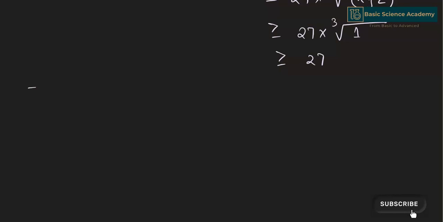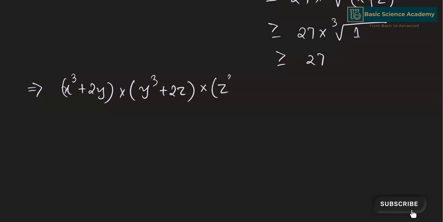Hence, we have x cube plus 2y multiplied by y cube plus 2z multiplied by z cube plus 2x is greater than or equal to 27, and proved.